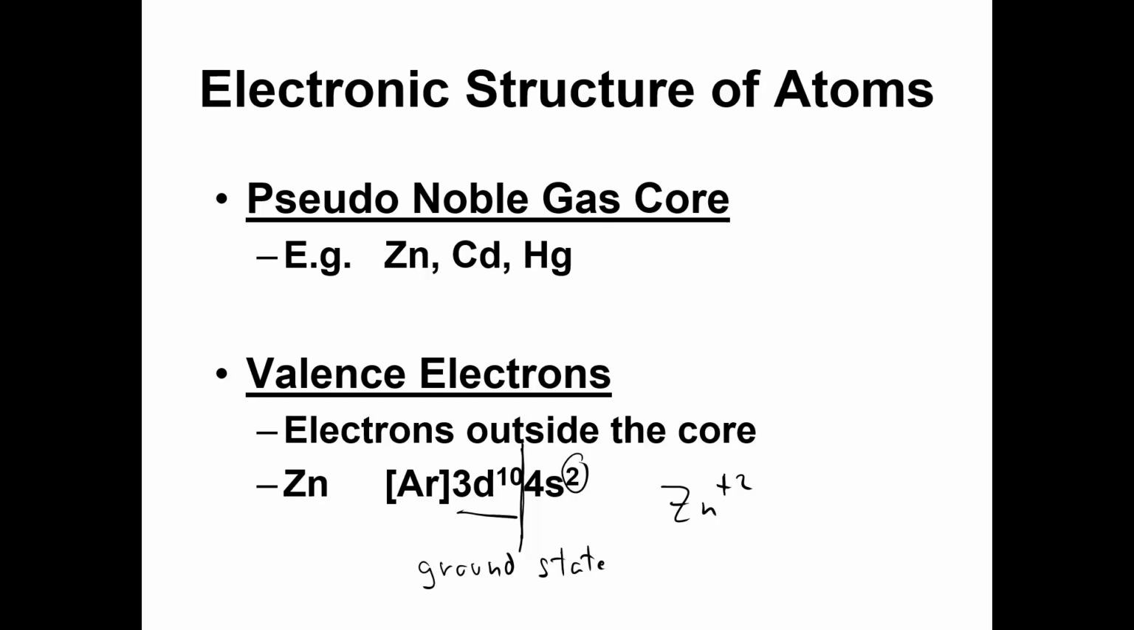Ionic bonding is when electrons are transferred from the metal to the nonmetal. So if zinc reacts with chlorine, zinc is going to be plus 2 and chlorine is going to be minus 1.